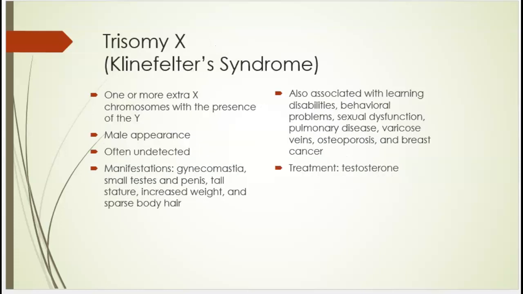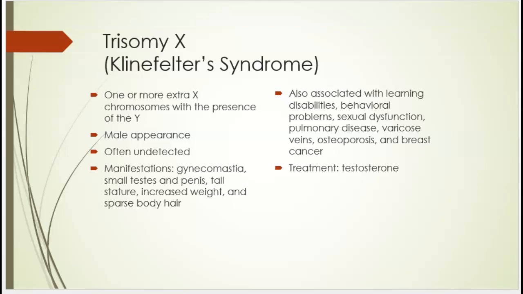Okay, so Klinefelter syndrome has one or more extra X chromosomes with the presence of a Y. So this is a male. It's often undetected, but they tend to have more female characteristics. They tend to get gynecomastia, or they get small breasts. They have small testicles and a small penis. They tend to be tall. They have increased weight, not all the time, sparse body hair. May have learning disabilities, may have sexual dysfunction, varicose veins, osteoporosis, and breast cancer.